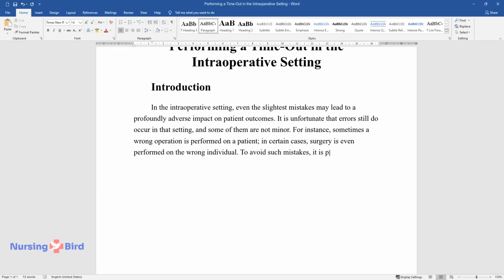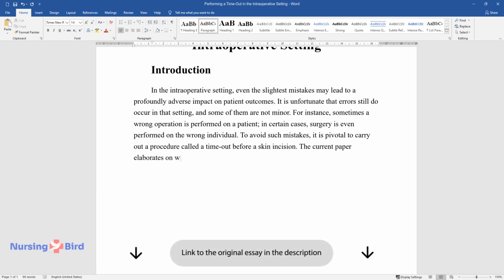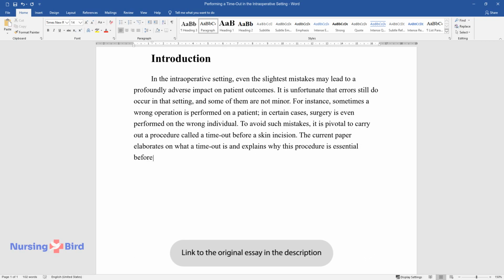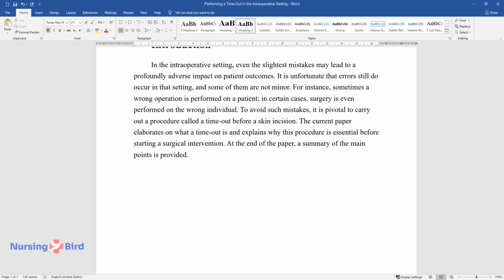To avoid such mistakes, it is pivotal to carry out a procedure called a timeout before a skin incision. The current paper elaborates on what a timeout is and explains why this procedure is essential before starting a surgical intervention. At the end of the paper, a summary of the main points is provided.